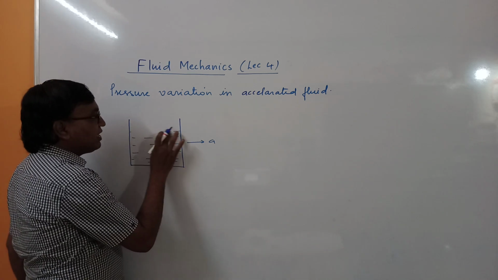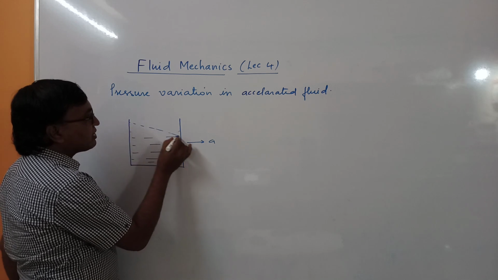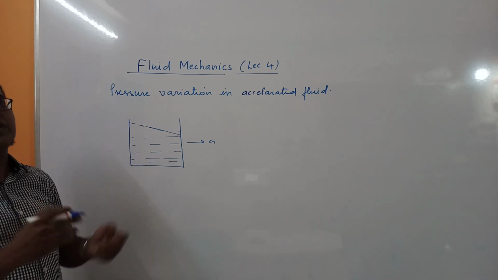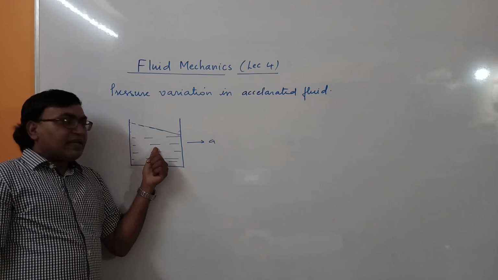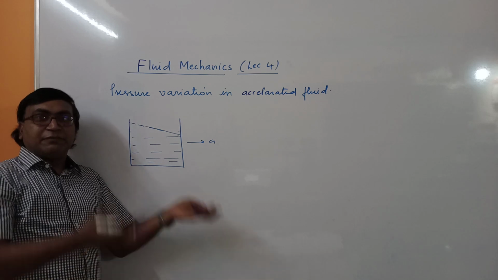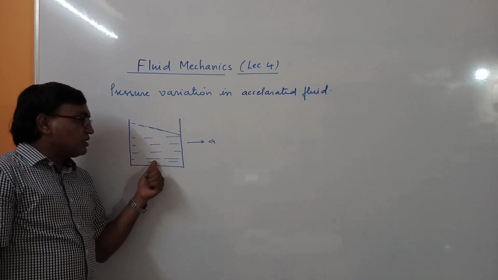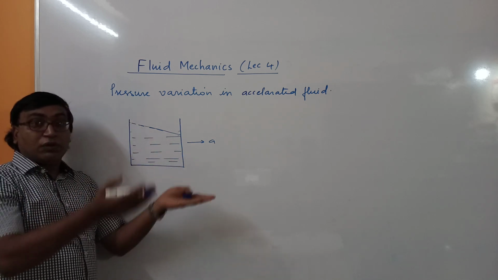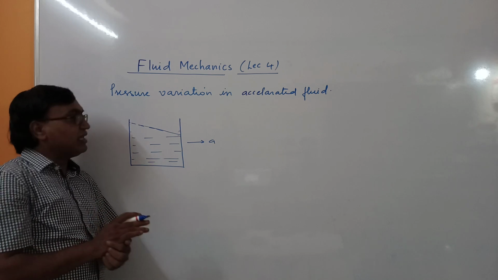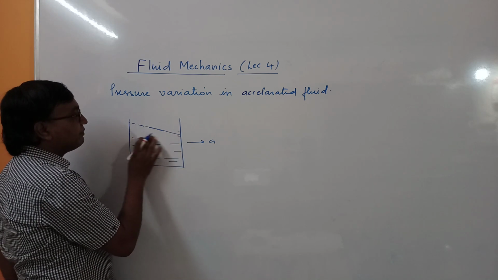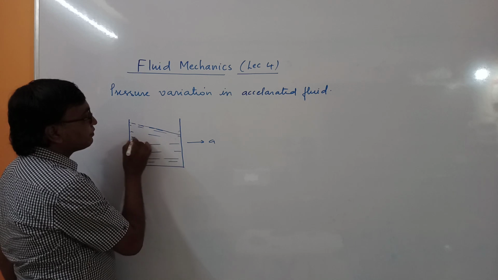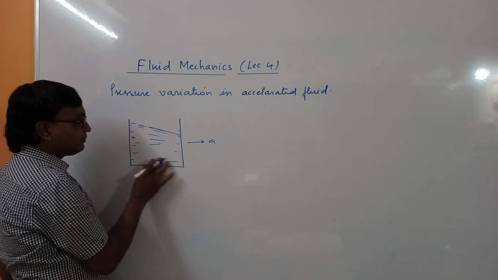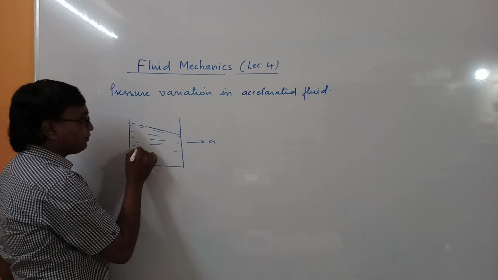Once it accelerates, the free surface of the fluid should take some shape like this, because of inertia. The fluid is at rest, the container started accelerating, then as seen from this non-inertial frame, the particles of the fluid will be thrown opposite to the direction of acceleration. So the free surface of the liquid will take this shape. So let us find out the pressure difference along the horizontal direction.